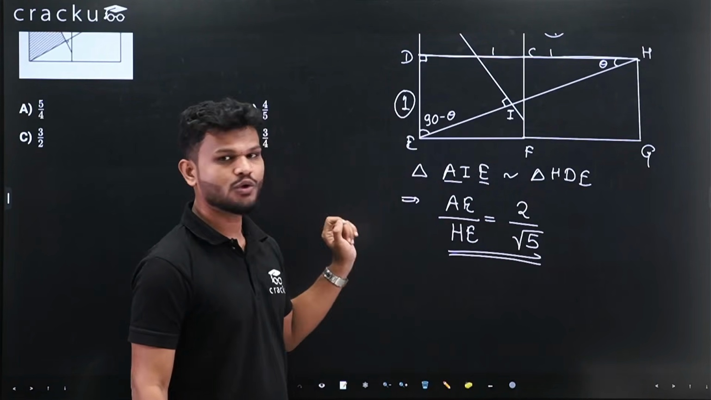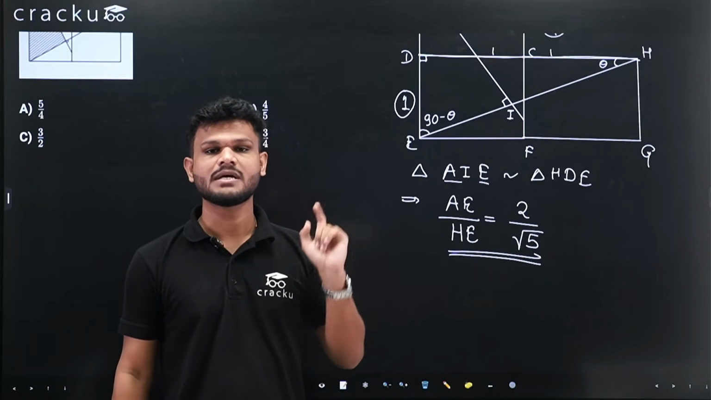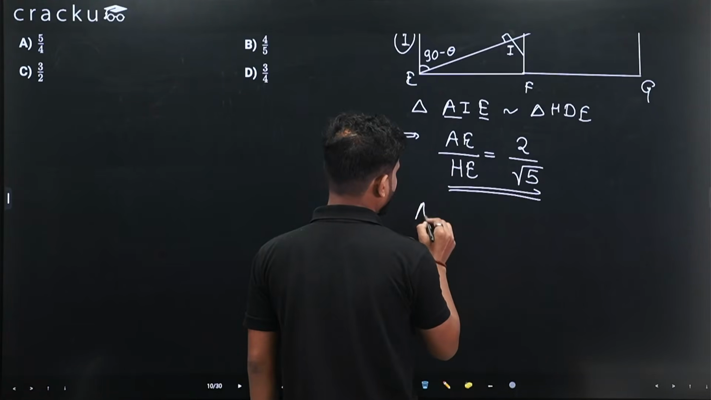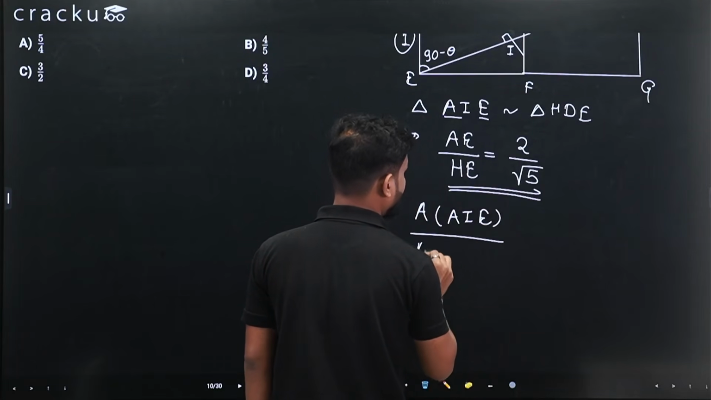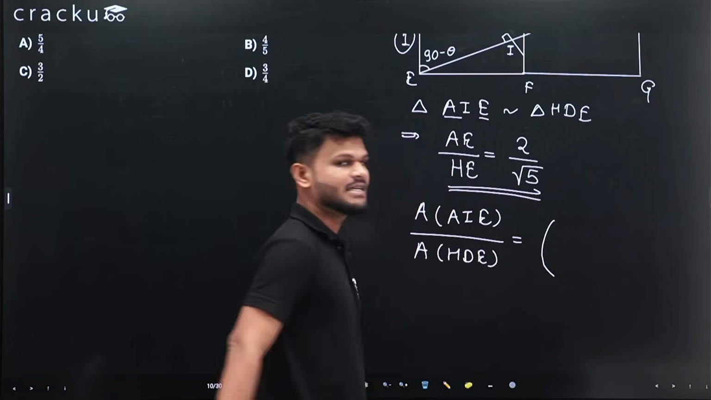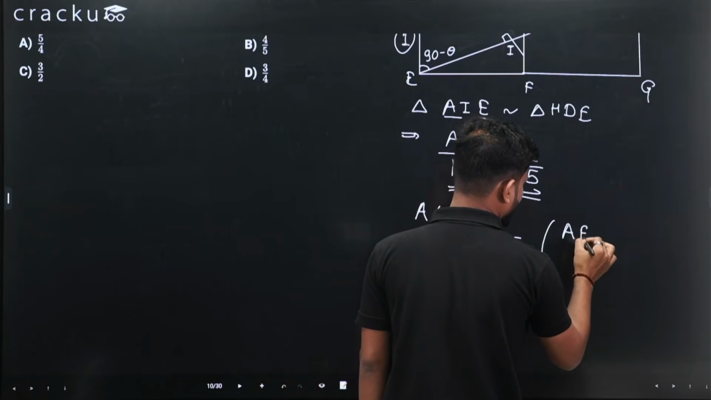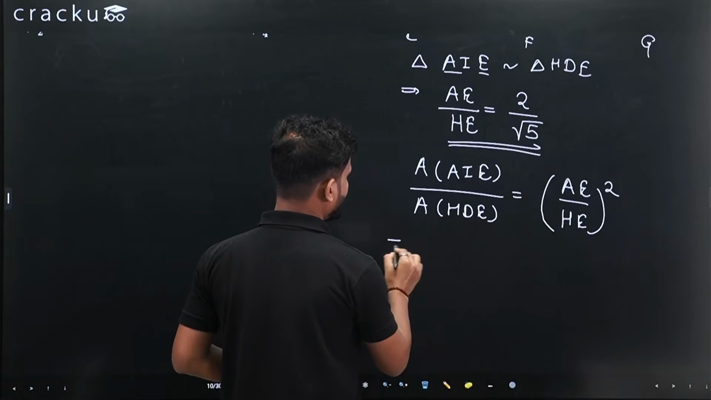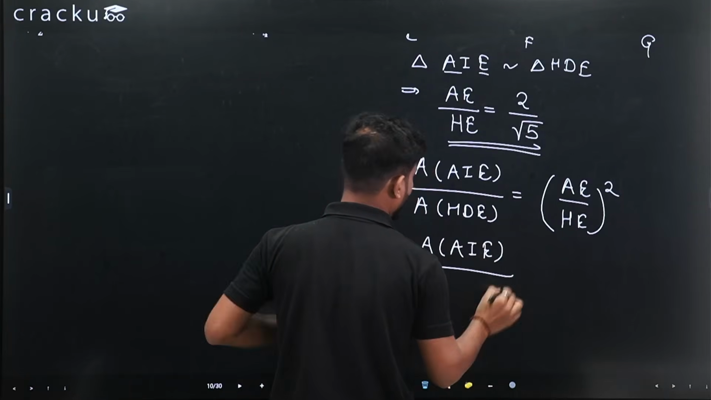Now we know that the ratio of areas of similar triangles is equal to the square of the ratio of their corresponding sides. So I can say area of AIE upon area of HDE is equal to the square of the ratio of their corresponding sides, which is AE upon HE whole square. Correct? From here, area of AIE upon area of HDE.